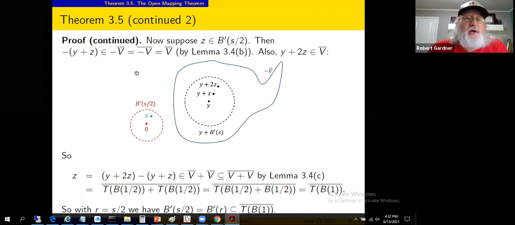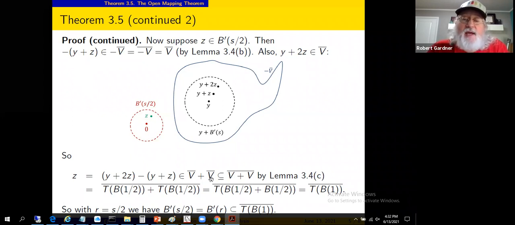We've considered negative Y plus Z and Y plus 2Z for a reason. Z itself can be written as Y plus 2Z minus Y plus Z. Cancel the Y's, cancel one of the Z's. Yeah, that arithmetic checks out. All right, Y plus 2Z is in V closure. Negative Y plus Z is in V closure. So we get that this is an element of V closure plus V closure.